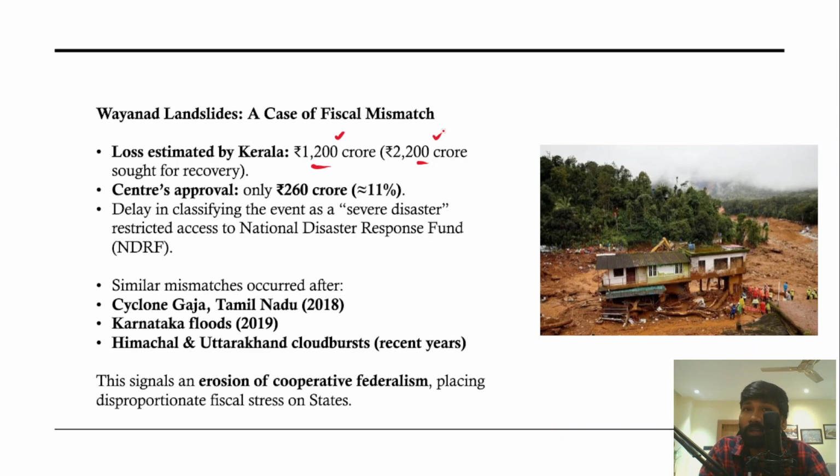However, how much has the center provided? Center has just provided 260 crore for the state of Kerala after this Wayanad landslides. So total losses are 1200 and total amount sought by Kerala is 2200, but amount given by the central government is just 260 crore, which is just 11% of what Kerala has sought. Right? So therefore, it clearly shows a fiscal mismatch. Center is not ready to provide funds to the state governments which are worst affected by these natural disasters. And apart from that, there is an inappropriate delay in classifying the event as a severe disaster. Right? And in fact, restricted access to National Disaster Response Fund as well.